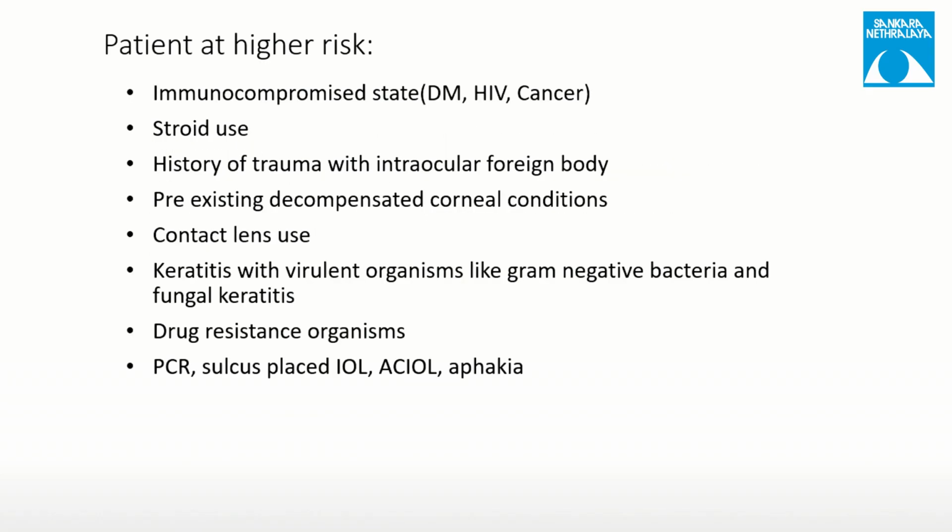So after these two studies, if we cumulate the risk factors: immunocompromised state like diabetes, HIV, cancer, steroid use, history of trauma with intraocular foreign body, pre-existing decompensated corneal condition, contact lens use, keratitis with virulent organism, drug-resistant organism, sulcus placed IOL, ACIOL, aphakia. These are the risk factors that they found in the previous two studies.